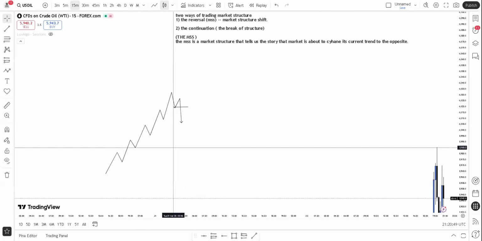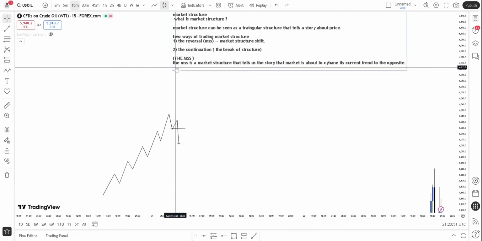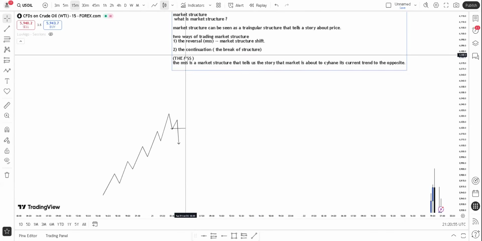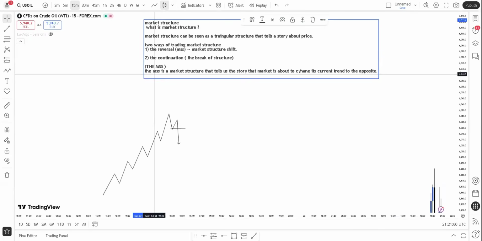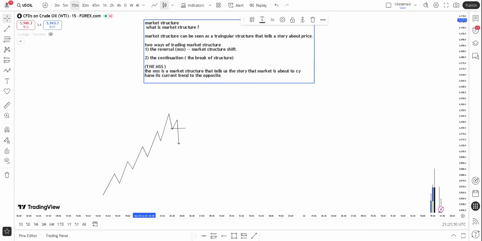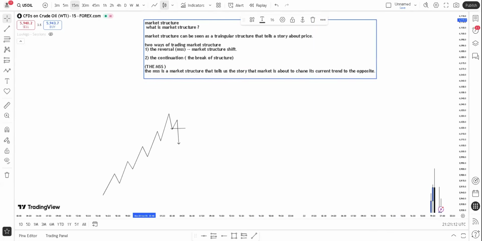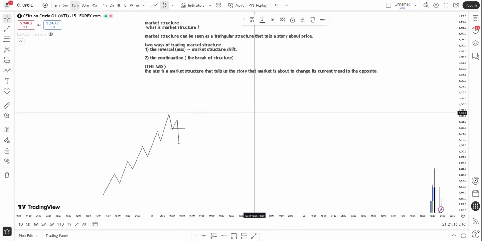Now, why do we call it an MSS? Everybody, let's read the definition of the MSS together. The MSS is a market structure that tells us the story that the market is about to change its current trend to the opposite.